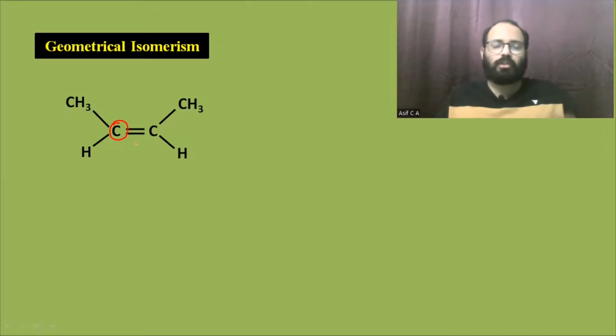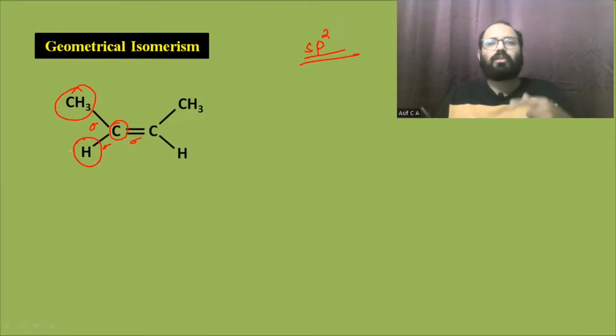I think you know how to find the hybridization. We have done videos on it also, you can see the description for the video. So here you have 3 sigma bonds. 3 sigma bonds means sp2 hybridization. Correct? So only if you attach two different groups to this sp2 hybridized carbon will it show geometrical isomerism.